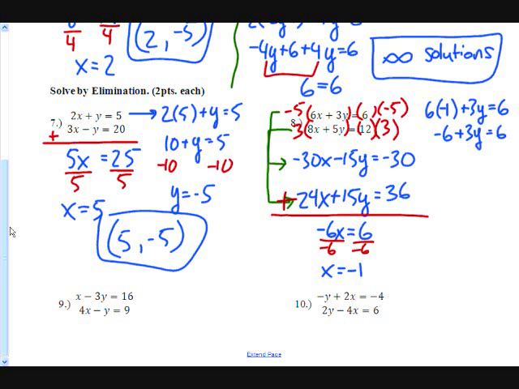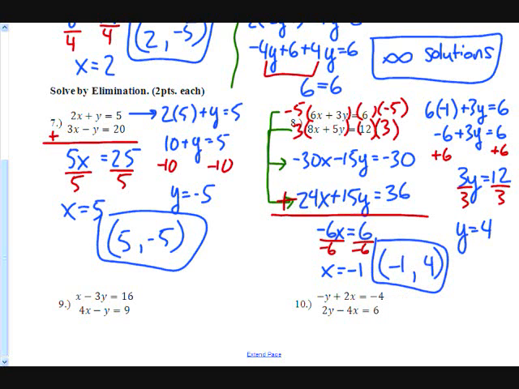I have to add the 6 to each side. So I find out that 3y equals 12. Divide each side by 3 to give me y equals 4. And that's it. Ordered pair is (-1, 4).